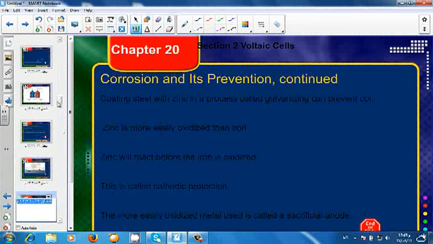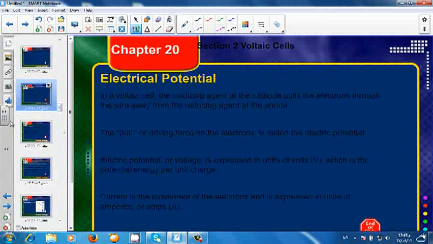Even the corrosion, we cancel the corrosion. Okay, and now we will start the electrical potential. So in your textbook, starting from the electrical potential, this part is within our material, inshallah.